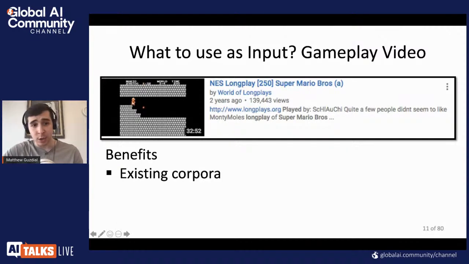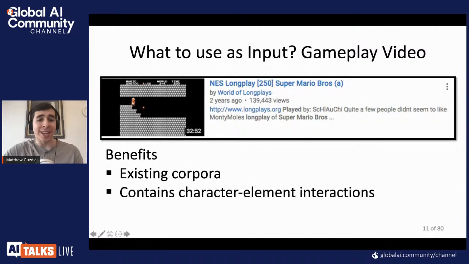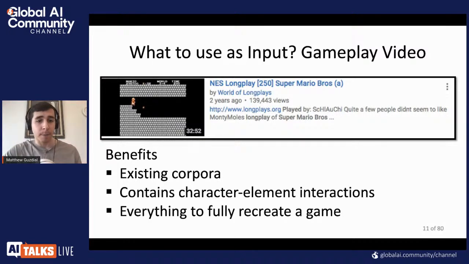So there's a big existing corpora on YouTube and Twitch. People are constantly streaming games. It contains character element interactions. If I have a piece of software, that doesn't tell me how to play it or interact with it. But if I have video, I see how people interact with the software. And I'm making the argument that it has everything we need to fully recreate a game.